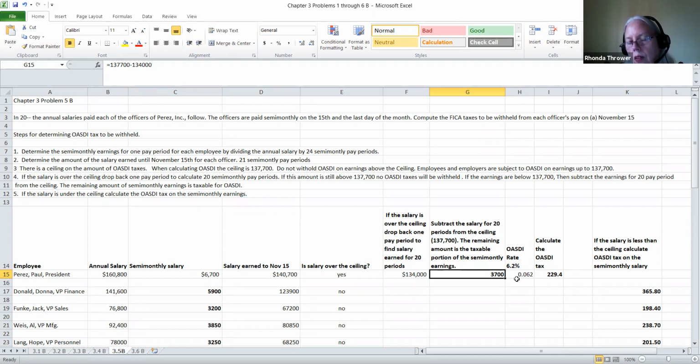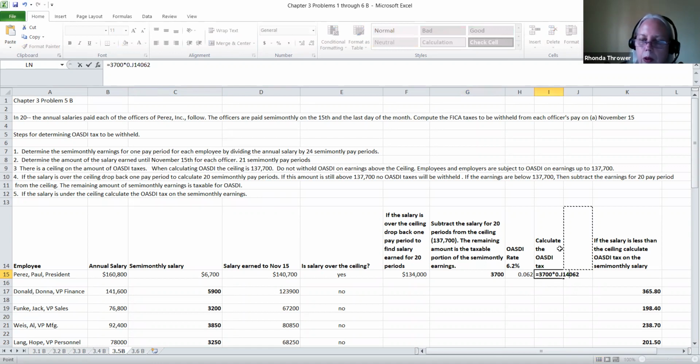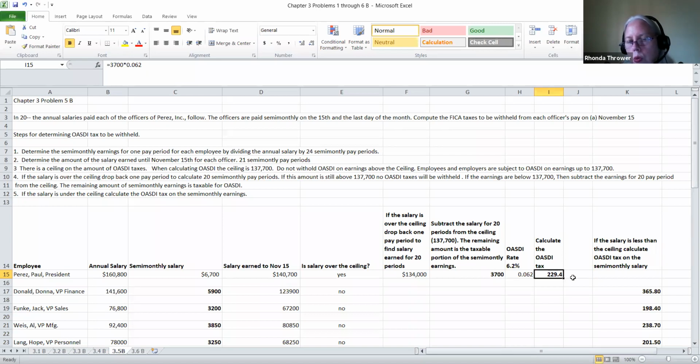This is the rate. We multiply 3,700 times 6.2%. The amount of the OASDI taxes is $229.40. So that's 3,700 times 0.062.